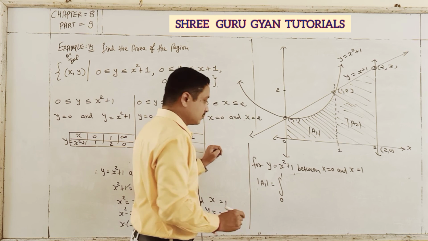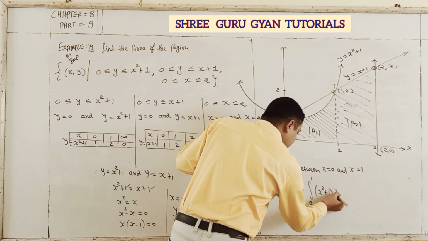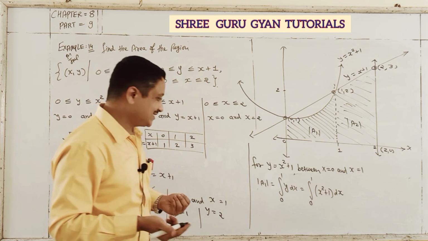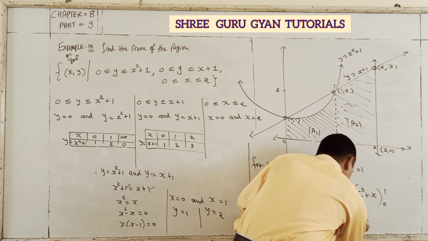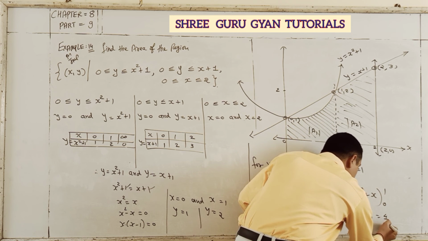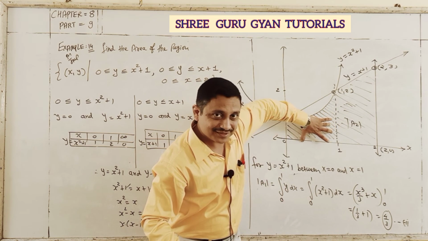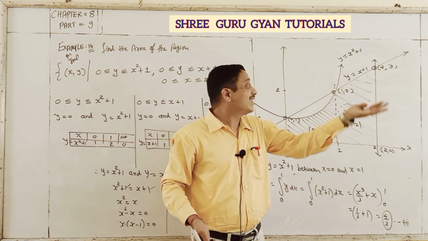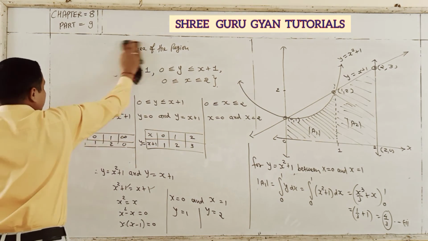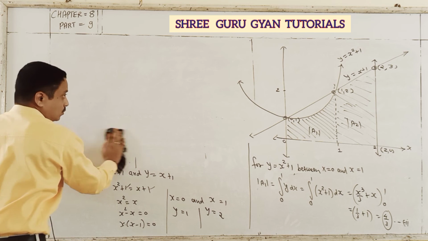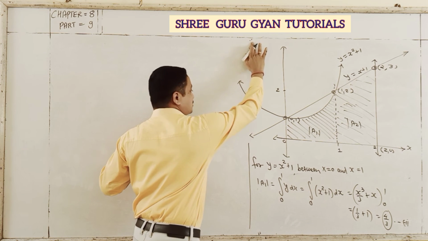Integral from 0 to 1 of y dx, 0 to 1 of (x² plus 1) dx, and a simple calculation. So students, my answer is x³ by 3 plus x, from 0 to 1. So 1 by 3 plus 1, it is 4 upon 3. The first region is done. Now 1 to 2, but here the line represents it, not the parabola. Okay students, so my second region I will easily declare by these solutions.